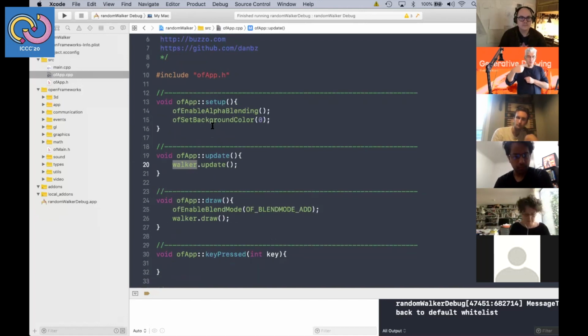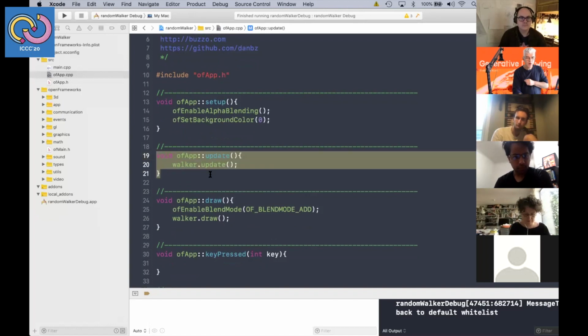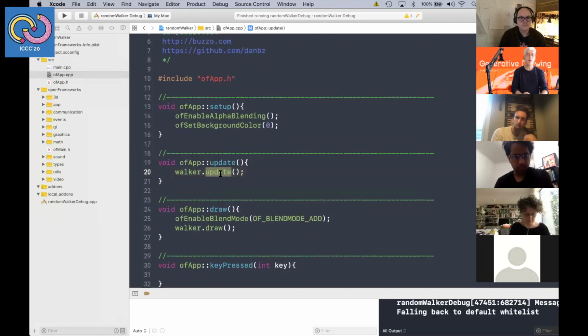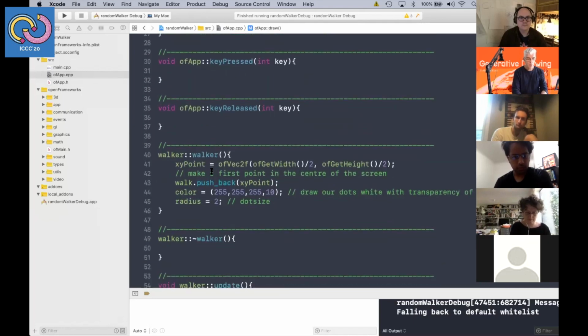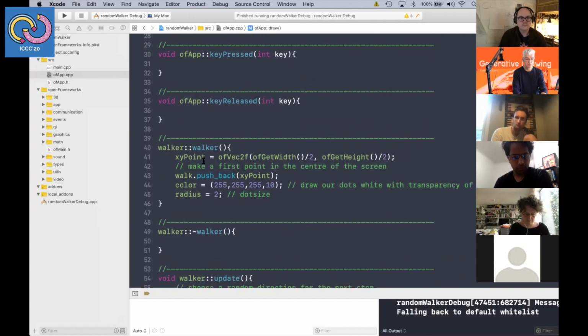So in a loop, I'm in this OF update loop, I'm saying, go and update the walker object that I've made. And in the draw loop, I'm saying, go and tell the walker object to draw itself. When I make the walker at first, this looks a little complicated, but I make a point and I say, get the width of the screen and divide it by 2, get the height of the screen and divide it by 2, and make that our start point. So the first point is just the middle of the screen, irrespective of how big the screen is going to be, which is like me mentally calculating where I'm going to start on my paper to fill it in.